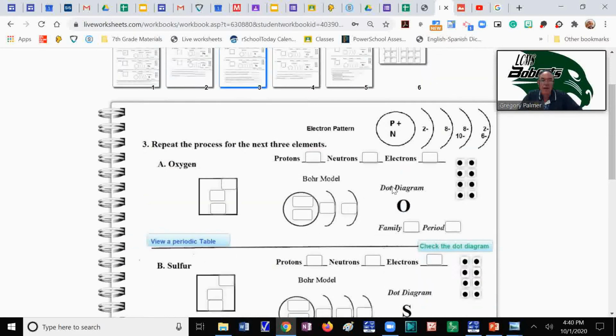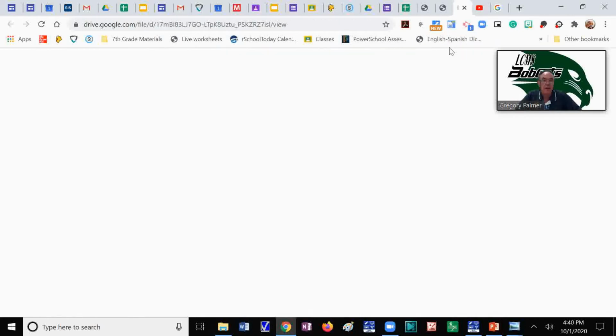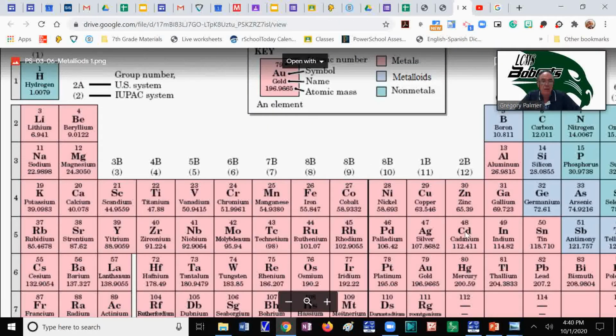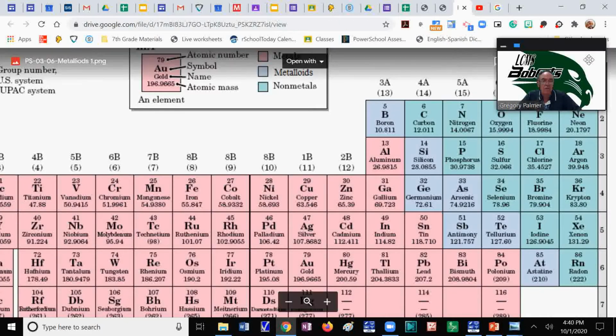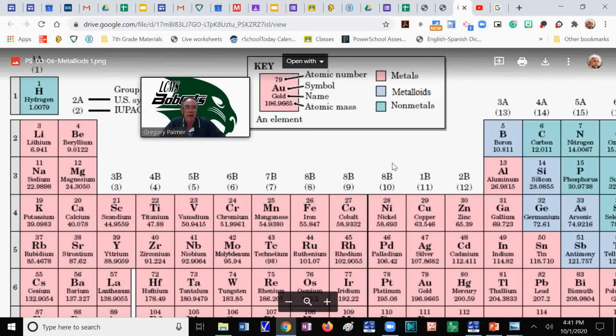Okay. On this next page, we're going to repeat the process. We have the electron pattern here. We're going to look to find oxygen on the periodic table. Oxygen is over here in family 6A. And I want to make this a little smaller.